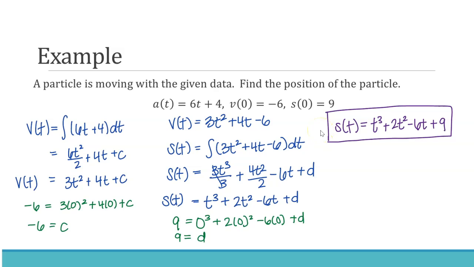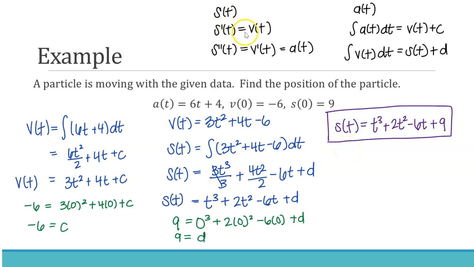So this question challenges us to remember the relationship that starting with position, the derivative is velocity, and then the derivative of velocity is acceleration. So if I work backwards, this process of finding the antiderivative, if you start with acceleration, the antiderivative is velocity, and then if I take the antiderivative of velocity, I get myself to position.